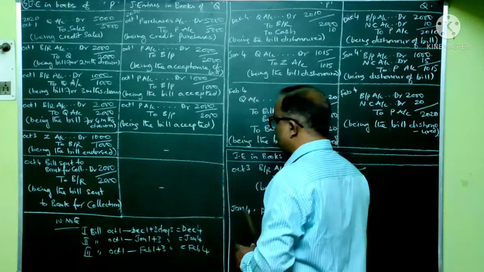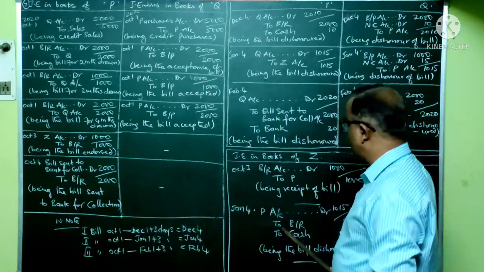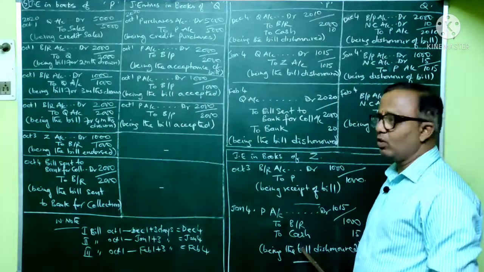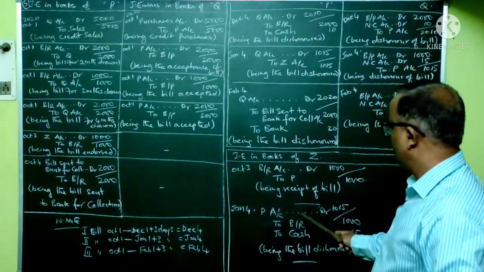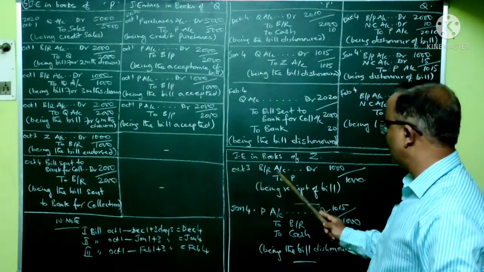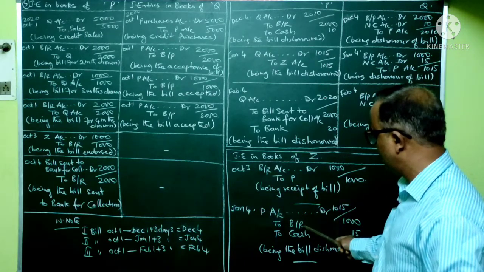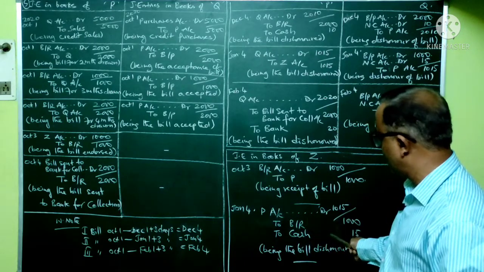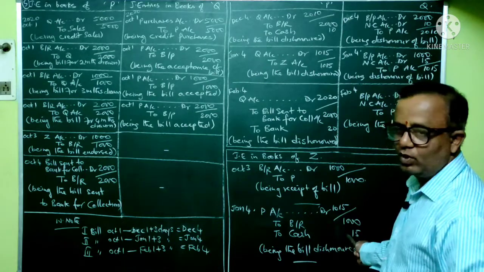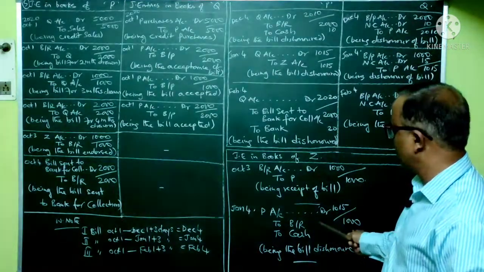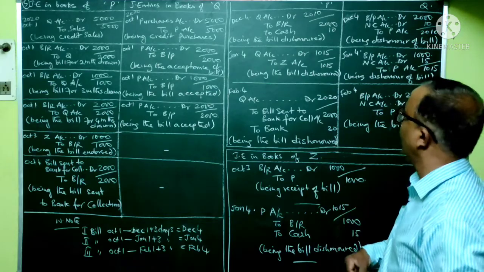Now think: when an endorsed bill is dishonored, what entry will the endorsee write in his books? Endorsee means Z. What entry will he write? The bill was given to him by P, so P's account has to be debited. P account debit to bills receivable, and the noting charges he is initially paying, so to cash he will write, as it is going out from his pocket. So these are the entries in the books of P, Q and R.